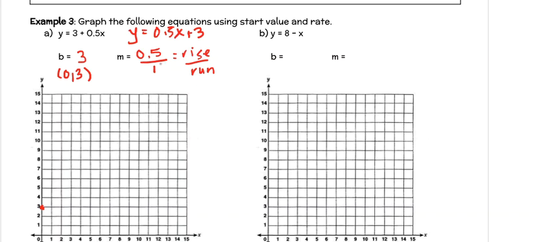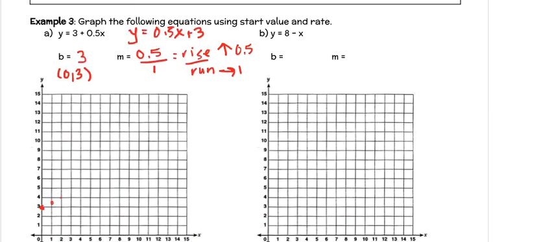That's what you really want to think of. So because this is positive, you're going to go up 0.5 spaces. You're going to go about half a block. And then it's one space to the right. So up 0.5 and one to the right. So from that point, you're going to go up 0.5 and then one to the right. And that's your next point. Then you're going to go up 0.5 again and then go one to the right.